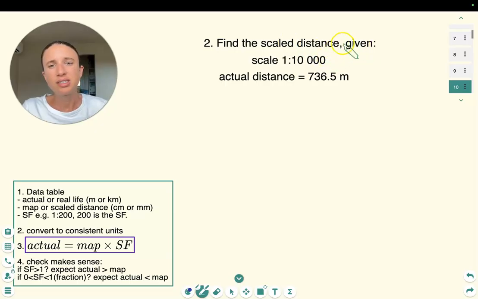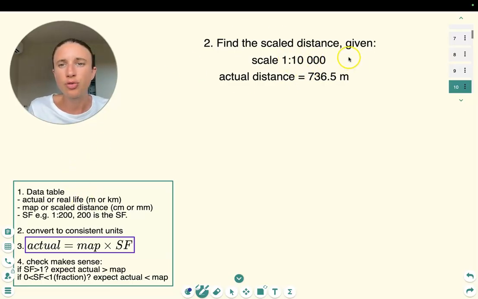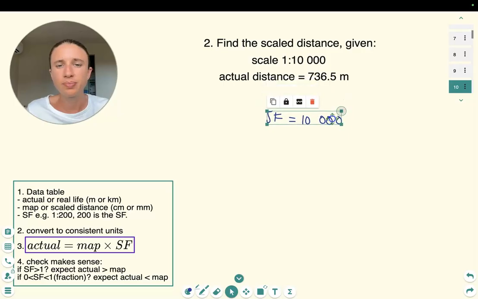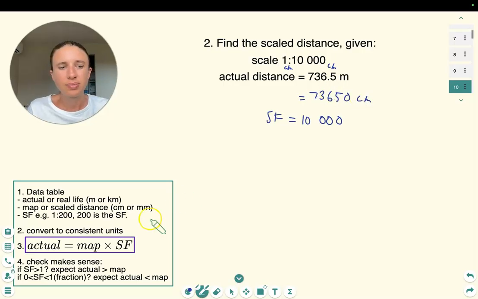Find the scaled distance given the scale and the actual distance. So get your data table right. We know from this that the scale factor is 10,000. It's that number on the right-hand side. We know that we need to convert our actual distance. Let's say that's centimeters. And then the actual equals map times the scale factor.